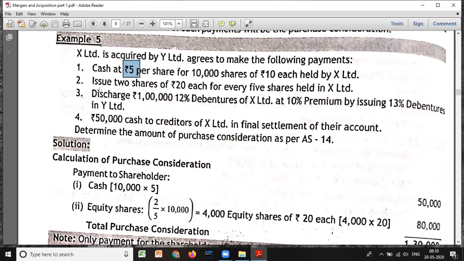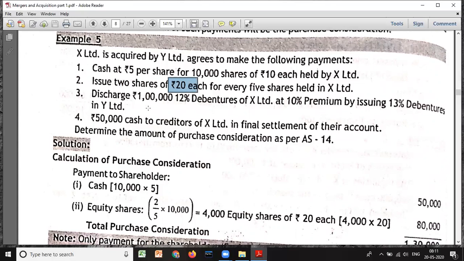We'll see later. Next, issue 2 shares of rupees 20 each for every 5 shares held in X Limited. Look here, the total number of shares in X Limited is 10,000. For every 5 shares they are issuing 2 shares, so 10,000 divided by 5 into 2, we will get 4,000. For every 5 shares, they're issuing equity shares of rupees 20 each. 4,000 into 20 will be 80,000.